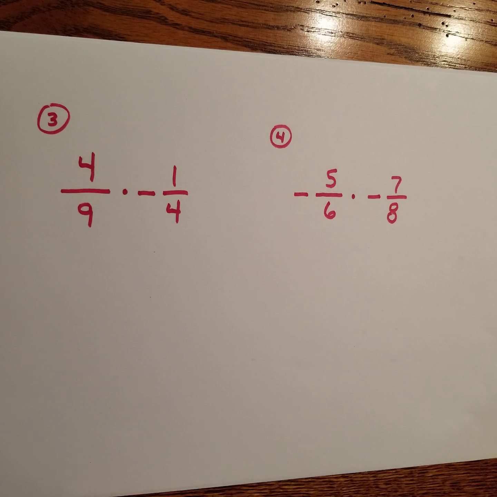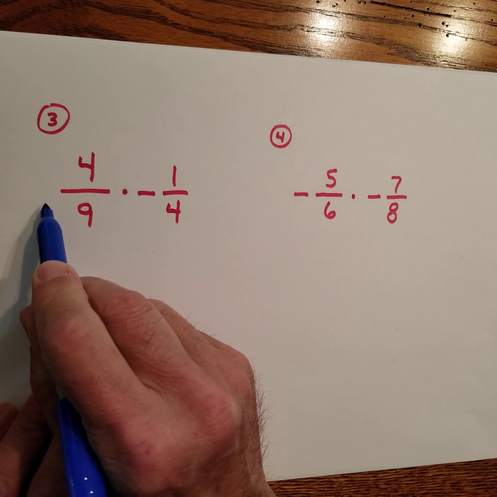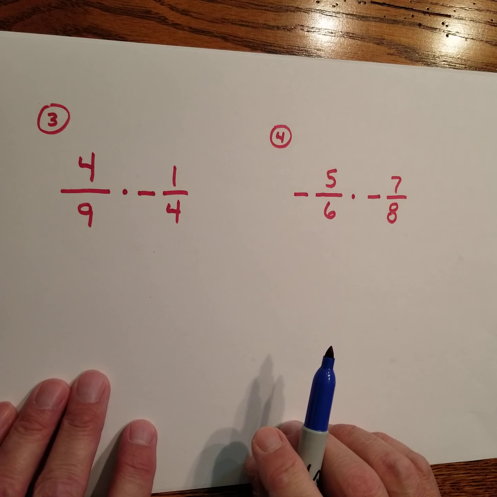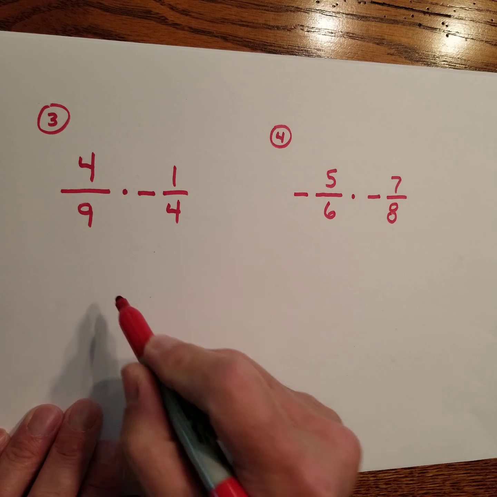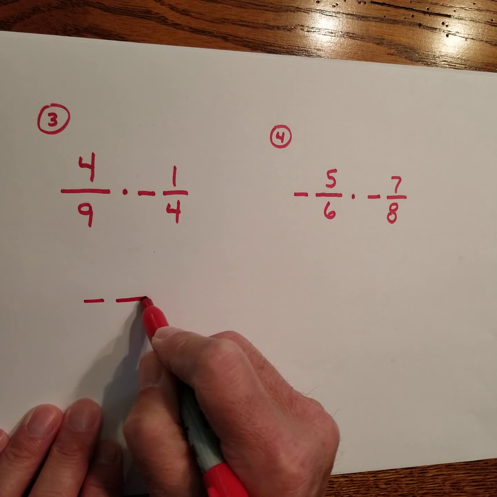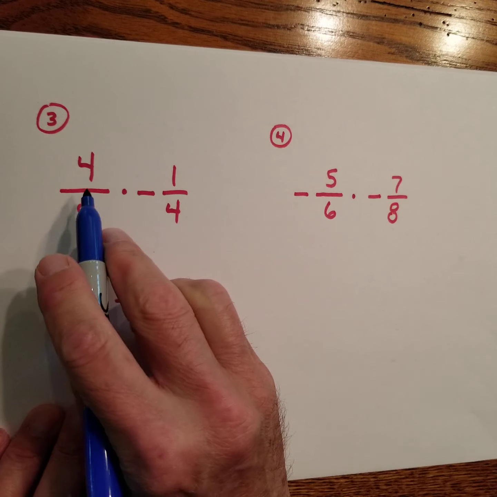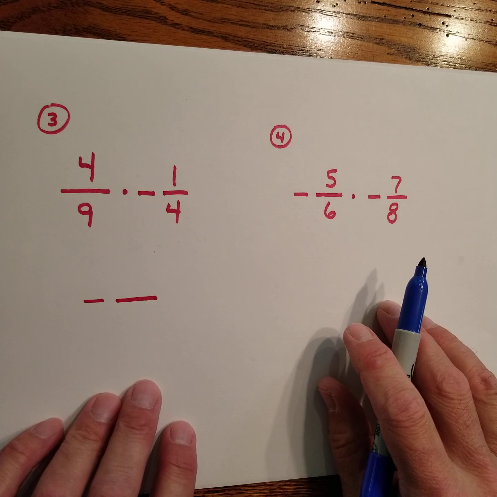Now let's be careful with number 3. I'm multiplying a positive times a negative. When I multiply with one negative, my answer is negative. So without doing any thinking at all, I'm going to get my answer ready as a negative answer. Now I multiply tops, I multiply bottoms, but I try to reduce first.